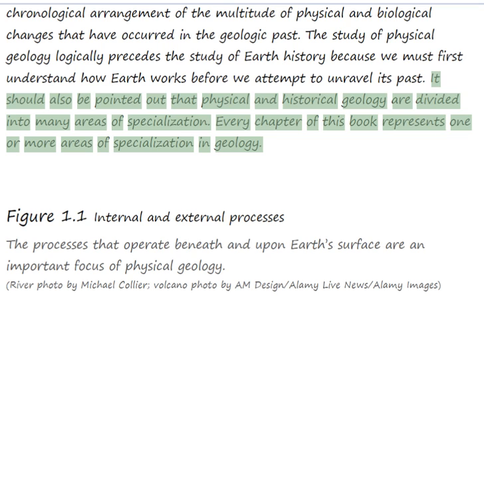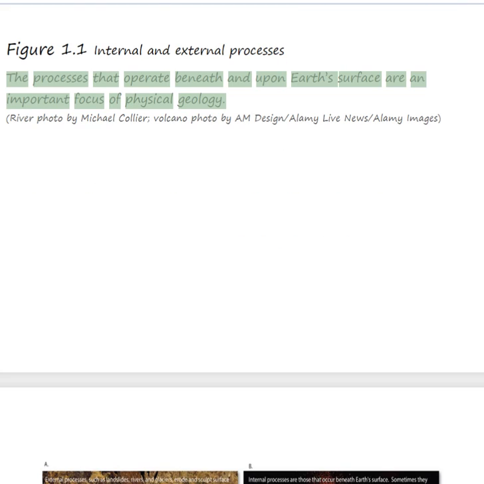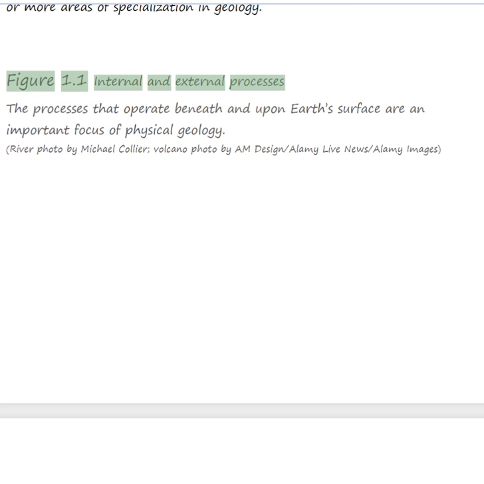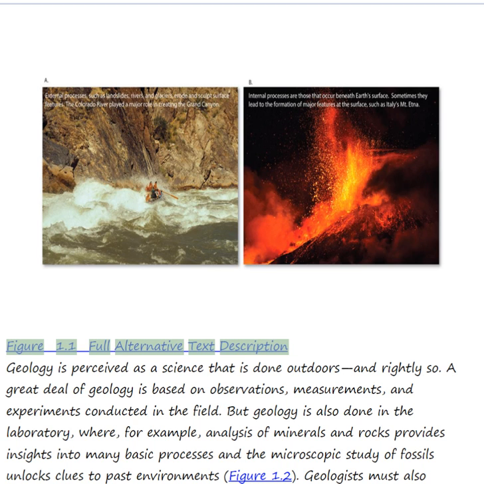It should also be pointed out that physical and historical geology are divided into many areas of specialization. Every chapter of this book represents one or more areas of specialization in geology. The processes that operate beneath and upon Earth's surface are an important focus of physical geology. Figure 1.1 Internal and external processes. Figure 1.1 Full alternative text description.